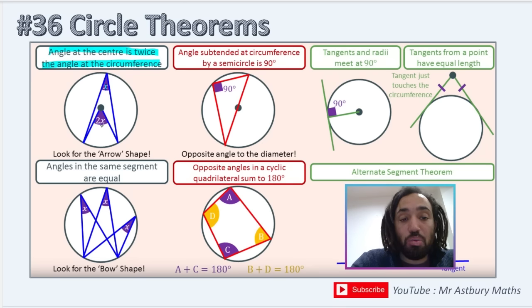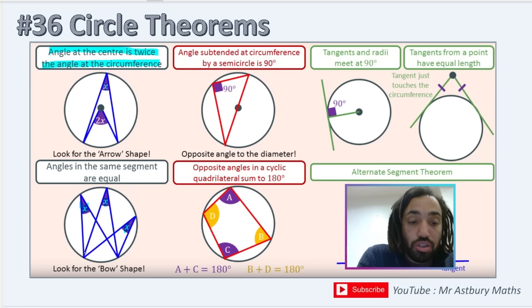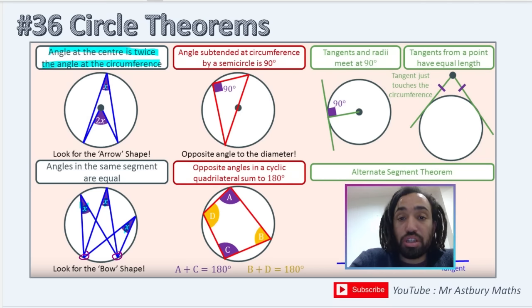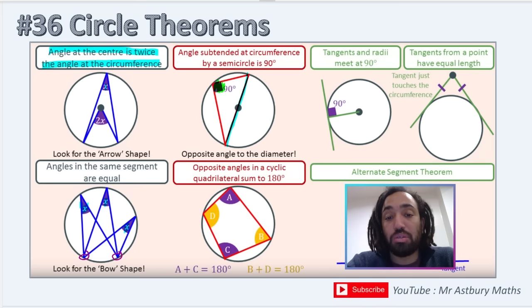The next one, we have the sort of bow tie theorem, or angles in the same segment are equal. So these angles will all be the same as long as they come from the same two points down the bottom here. We next have a triangle inside a semicircle. So this line here has to be the diameter, and then every time this up here would be a right angle, 90 degrees.